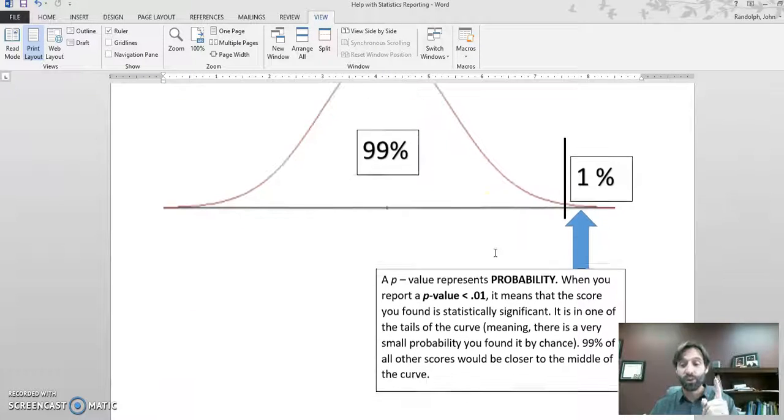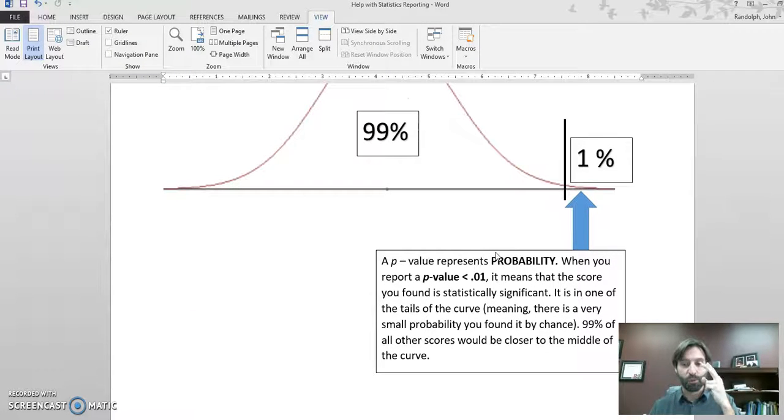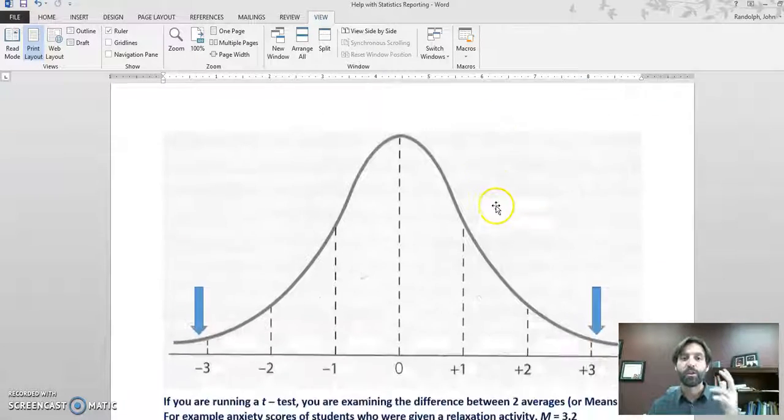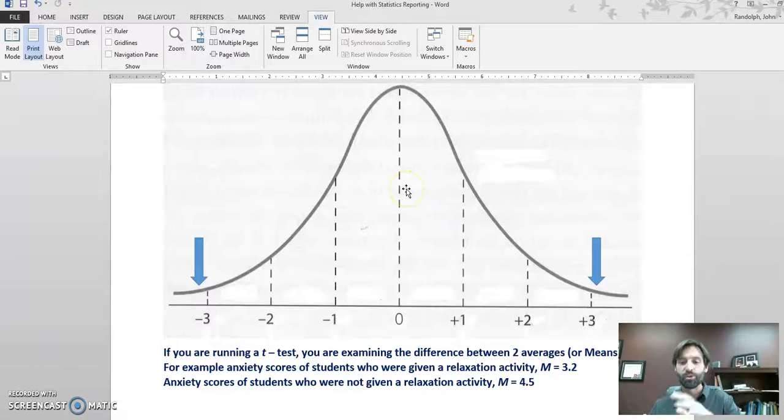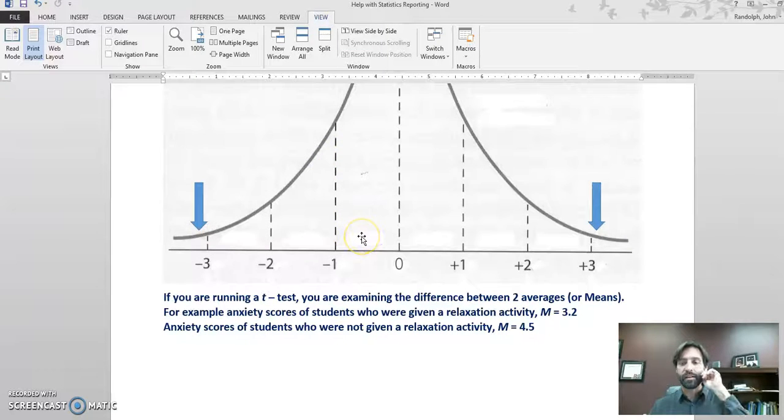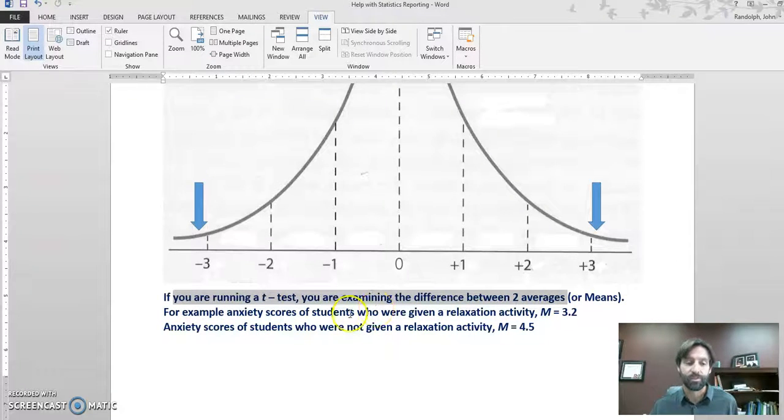The same thing goes into a t-test. With a t-test, though, you're projecting that score directly into this distribution. So here is a hypothetical t distribution. It really resembles the bell curve. Let's say in this case that we're now looking at differences between groups. So that's what a t-score does. It looks at differences between groups. If you're running a t-test, you're examining the difference between two averages or means.